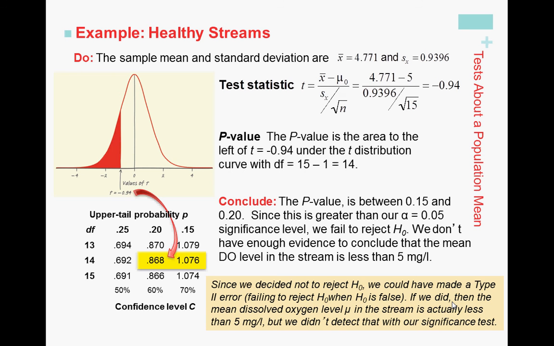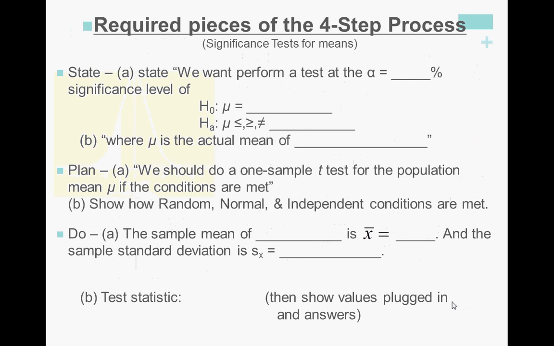So here's the required pieces of the four-step process when we're doing significance tests for means. So I'm not going to walk through that with you because you have it there and you'll have examples showing the same thing, but you have it in your notes anyway. And it's pretty similar to what we did with the proportions.